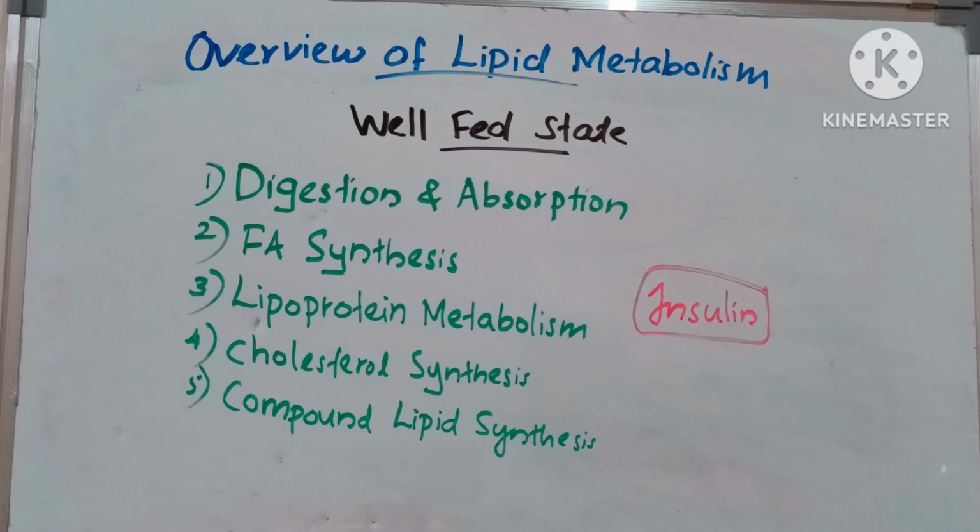In the well-fed state, the first is digestion and absorption of lipids. Second, de novo synthesis of fatty acids, which occurs in the cytosol. Then synthesis and storage of triacylglycerol. Synthesis occurs in the smooth endoplasmic reticulum. Lipoprotein metabolism. Cholesterol synthesis, that is in the cytosol and in the endoplasmic reticulum. Then compound lipid synthesis, for example glycolipids and phospholipid synthesis, which occurs in the smooth endoplasmic reticulum. So these are the major metabolic pathways in the well-fed state, and this is regulated by the hormone insulin.